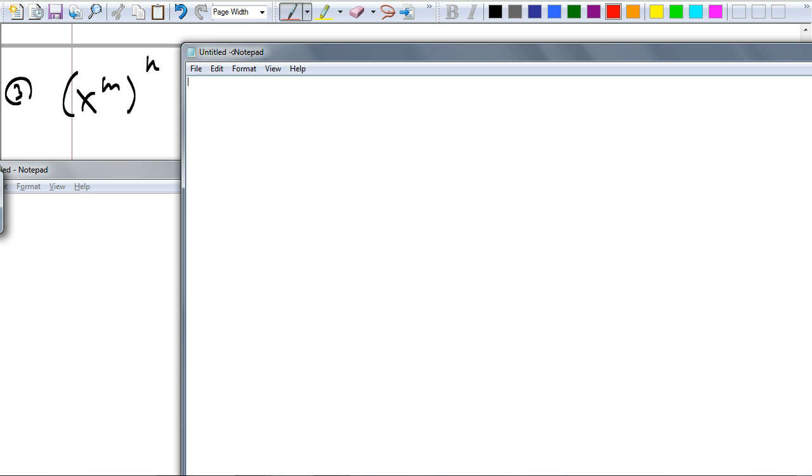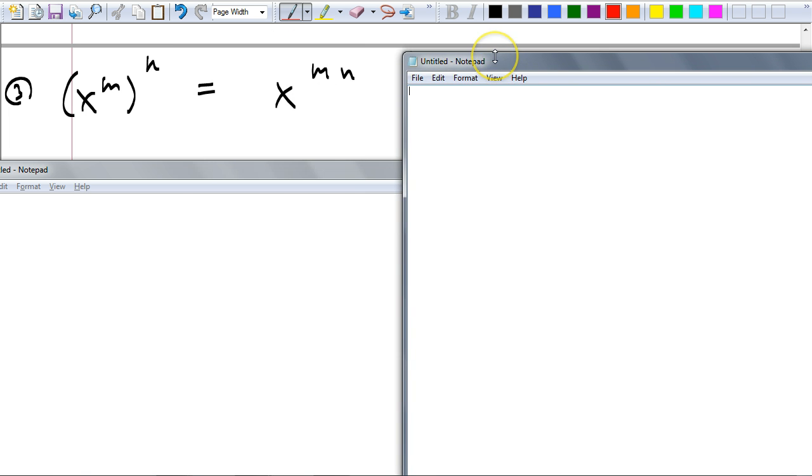So what about this third rule? If I have x to the m, the whole thing is now raised to the nth power. What do you do with the exponents in this case? How about, Claire, do you remember what we did? You multiply the m times n. That's correct. You multiply the exponents, you get x to the mn power. All right? Okay, so let's see if it works for the negative exponent.